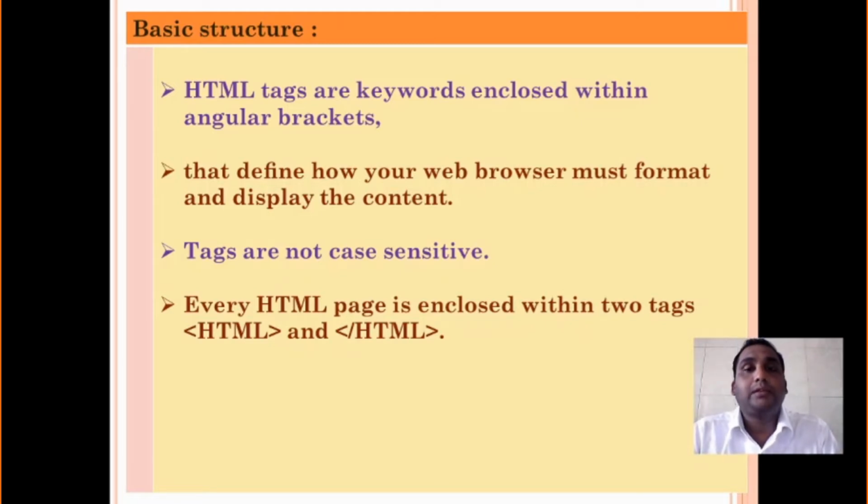HTML includes tags. These tags are keywords enclosed within angular brackets. Within angular brackets. If you see here down, there's HTML written within an angular bracket. This is the opening angular bracket, closing angular bracket. HTML, and this itself is called a tag, sometimes referred to as an element. So HTML tags are keywords enclosed within angular brackets that define how your web browser must format and display the content.